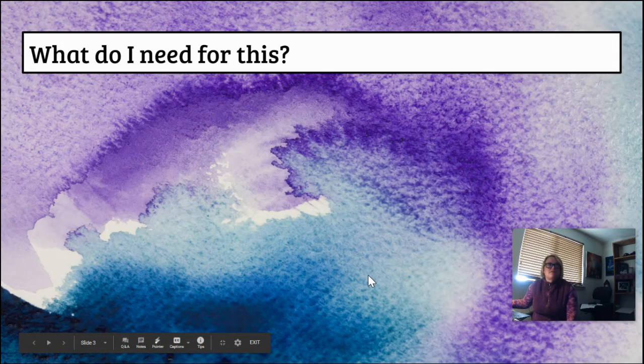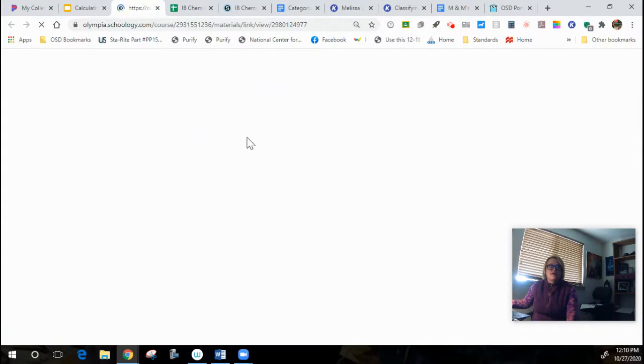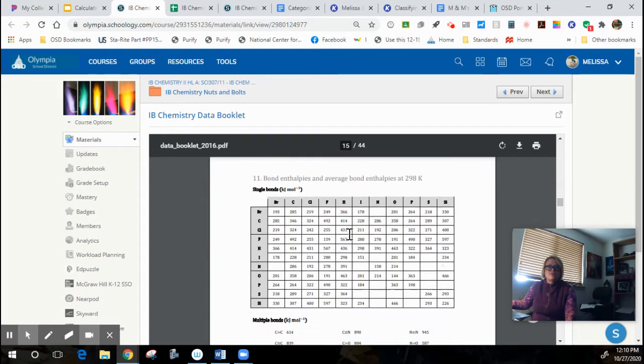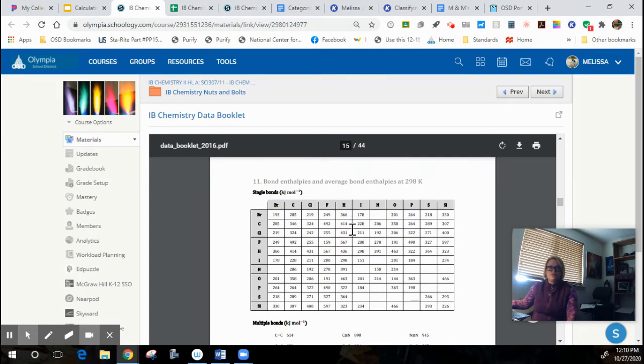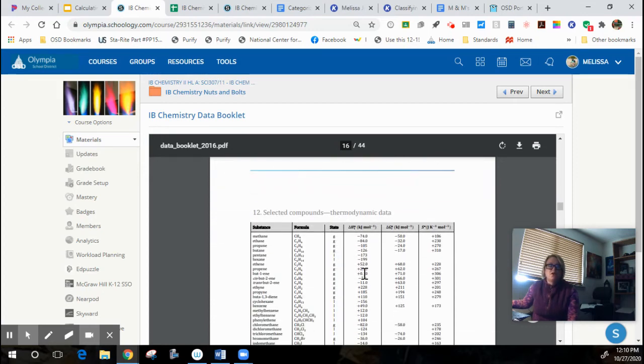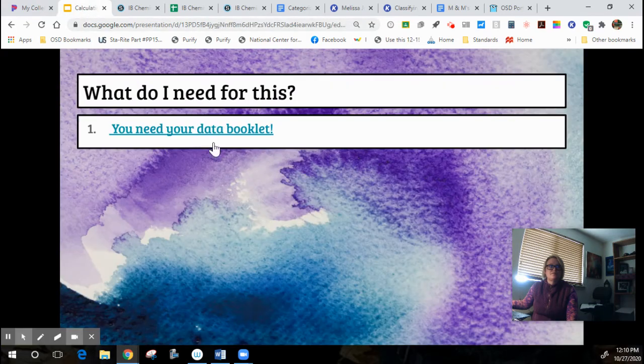So what do you need to do this? Again, you're going to need your data booklet. So I'm going to click on this really fast. There's that data booklet again. And starting about page 15, you'll notice here you first got your bond enthalpies, which we did Learning Target 5 with. But now we're using table 12, which starts on page 16. And you've got all of these substances here, and you're looking at the fourth column, the enthalpy of formation column in kilojoules per mole. So that's what you're going to need there.